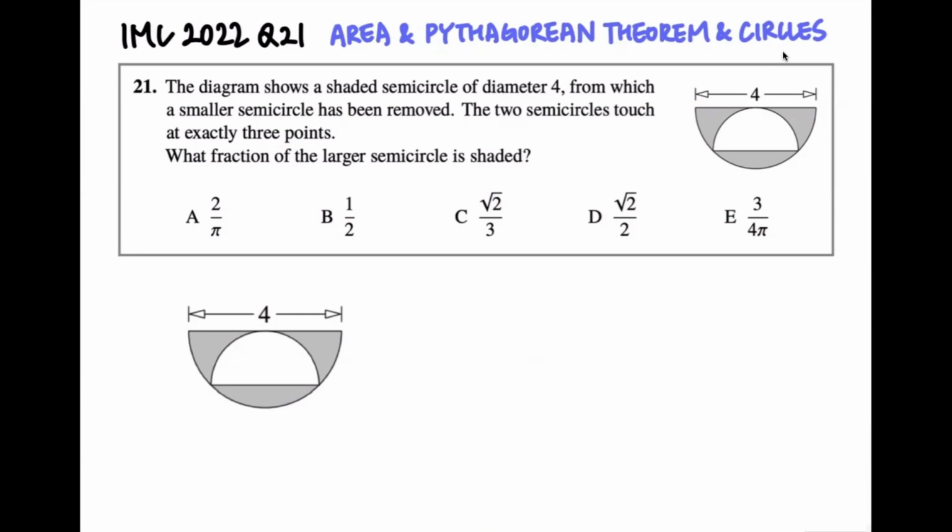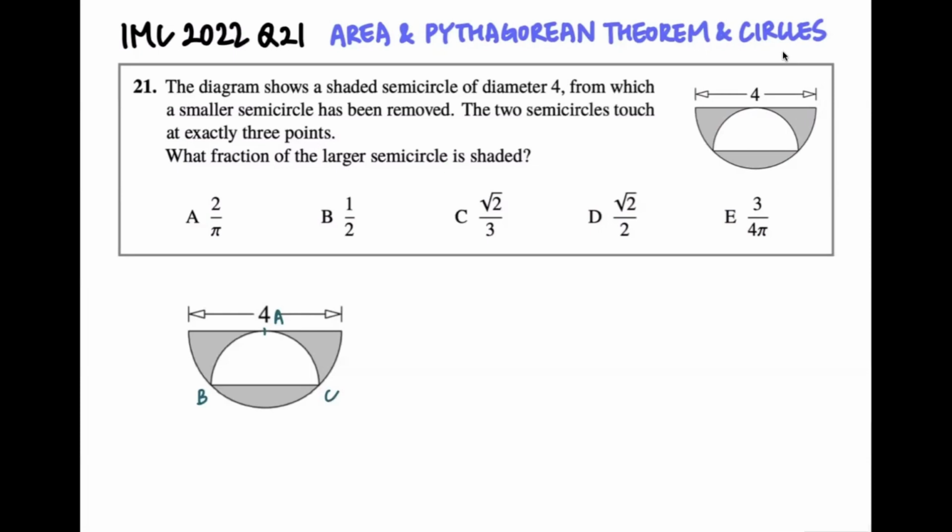The diagram shows a shaded semicircle with diameter 4, from which a smaller semicircle has been removed. The two semicircles touch at exactly 3 points. Let's label them as A, B, and C. We have to get the fraction of the larger semicircle where it's shaded.